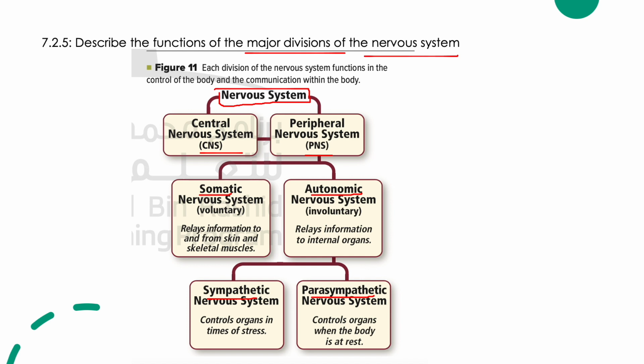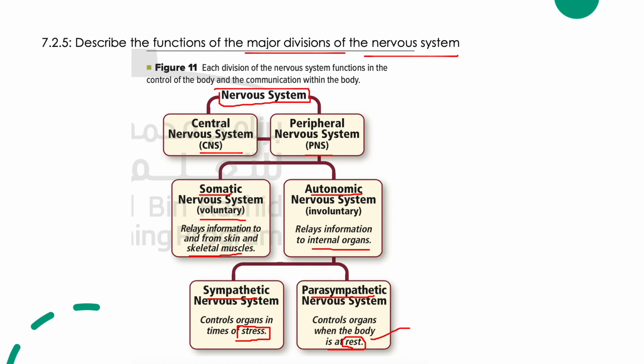In more detail, the somatic nervous system is voluntary, so it involves all your skeletal muscle movements, and the autonomic nervous system is involuntary, like the digestive system, breathing, and the heart rate. All these are not in your control. Then the autonomic is further divided into two: the sympathetic, which controls the organs in times of stress, like fight or flight conditions, when your heart rate is very high; and the parasympathetic nervous system, which controls the organs when the body is at rest.